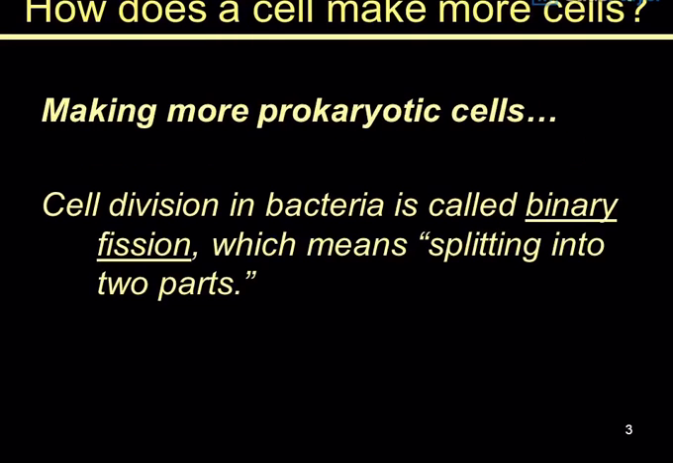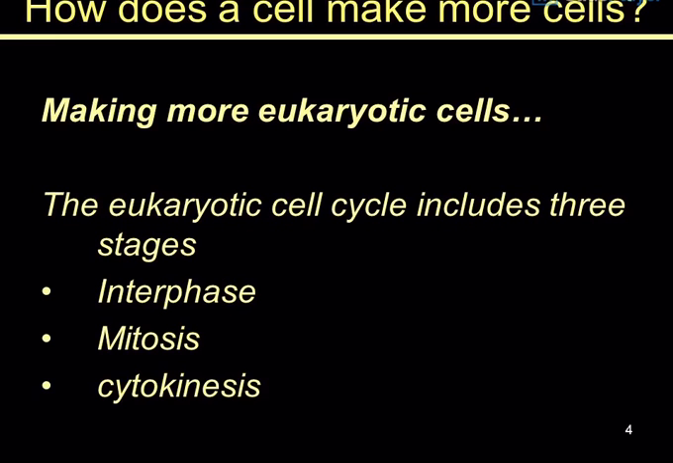How does a cell make more cells? Making more prokaryotic cells. Cell division in bacteria is called binary fission, which means splitting into two parts. How does a cell make more cells?